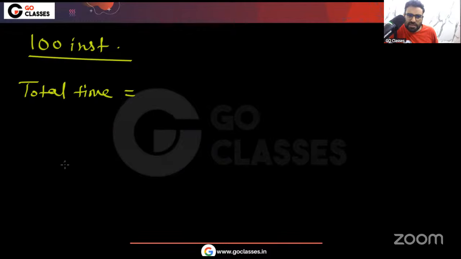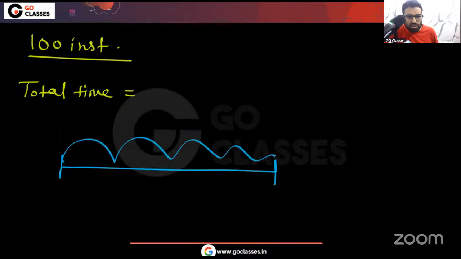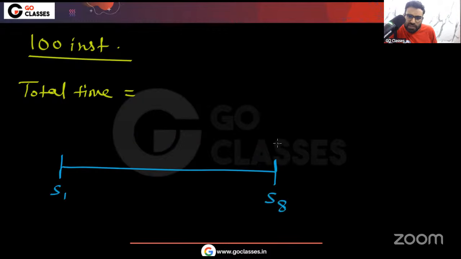The first instruction will go through all the stages. Of course, every instruction will go through all the stages. But the point is, when the first instruction is here, you can see this is S1, this is S8. Now remember, when the first instruction completes, by that time the second instruction will be in stage 7. Yes or no? The third instruction will be in stage 6, like that.